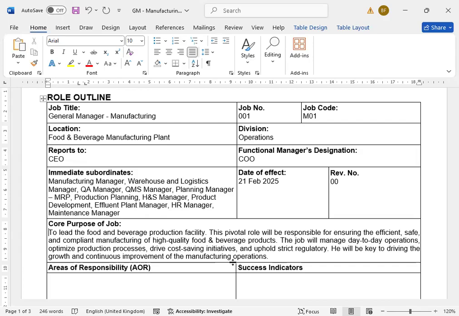Not only in terms of the growth of the company, but also the growth of the people. He will be providing career development for the people working under him, the managers, the supervisors, the superintendents, even the manual grades like operators, technicians, etc. Okay, is it clear to you, the core purpose of the job?